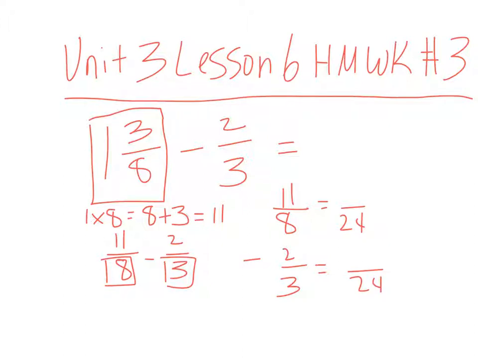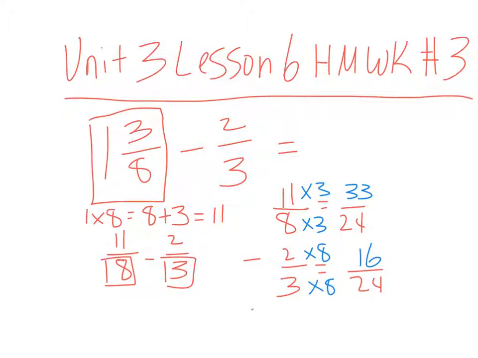So I'm going to do the top-bottom rule here, times 8 times 8. This will now become 16. The top-bottom rule here with this fraction, times 3 times 3. And that one becomes 33 over 24.